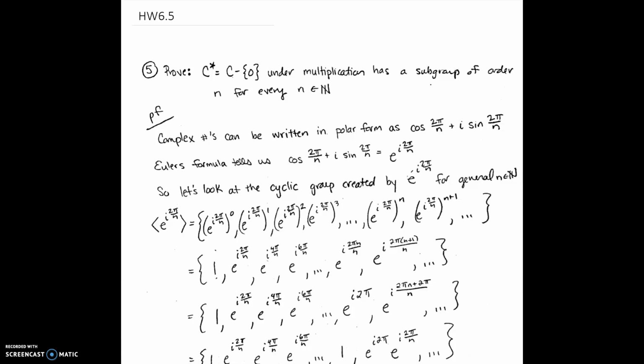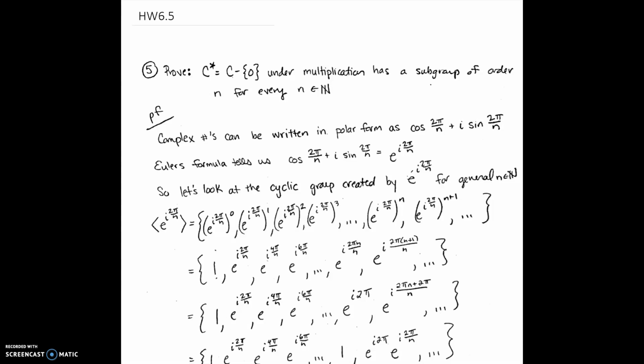I had number 5 on homework 6, which says prove C star, which equals the complex numbers without 0, under multiplication has a subgroup of order n for every n that is a member of the natural numbers.